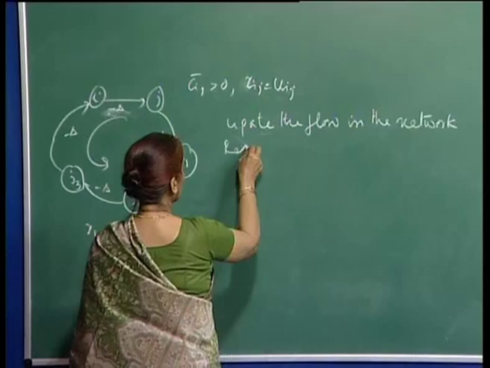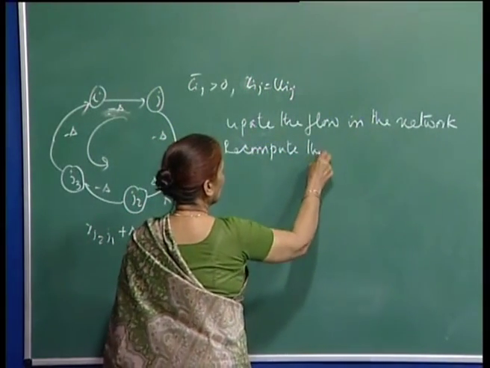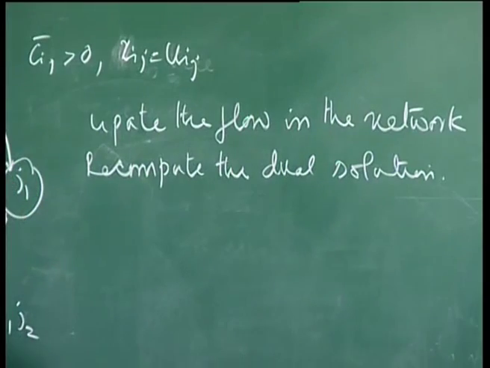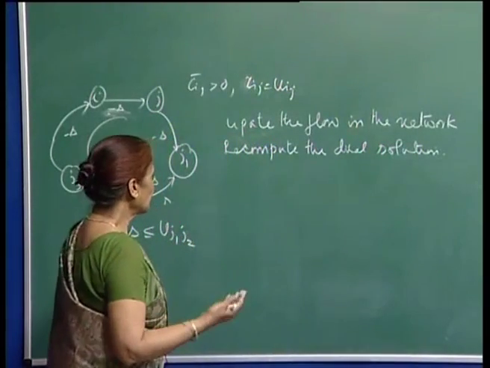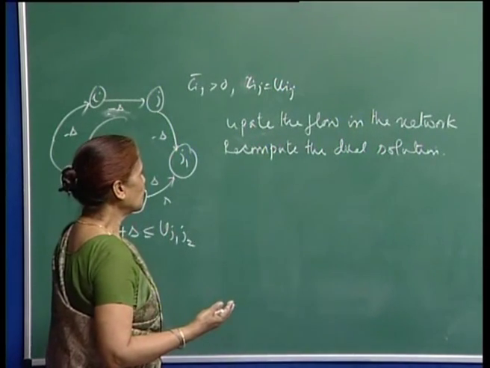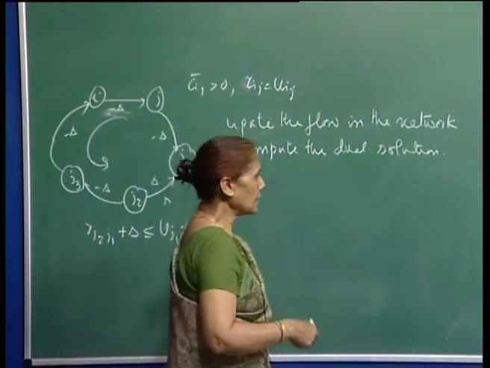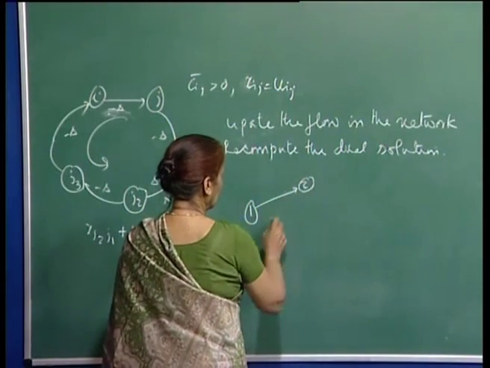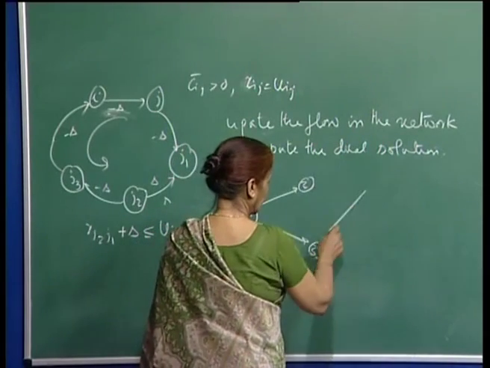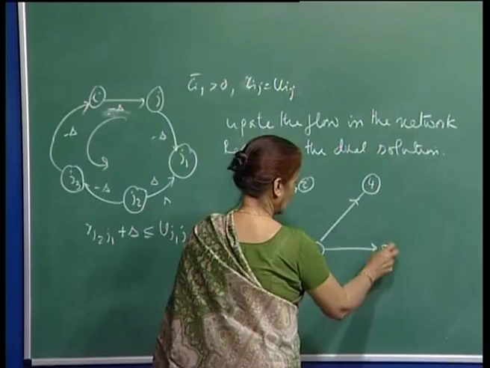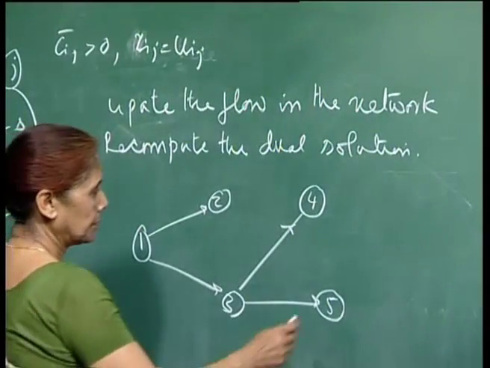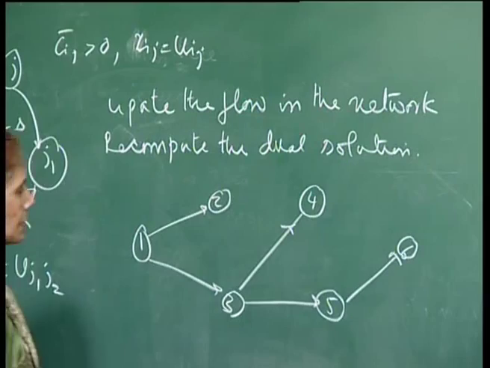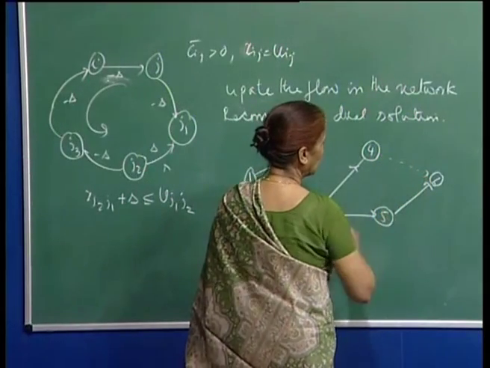Now you have to recompute the dual solution. Just as in the case of the transportation problem, I showed you a shortcut. So here also there is a shortcut. We don't need to compute the dual solution from scratch. We can take advantage of our earlier calculation. So for example, suppose this is a tree solution, right, and suppose this arc is a candidate for entering the basis, right.